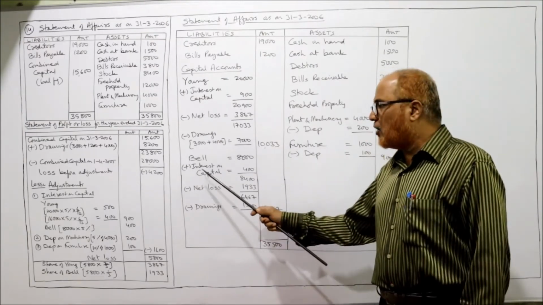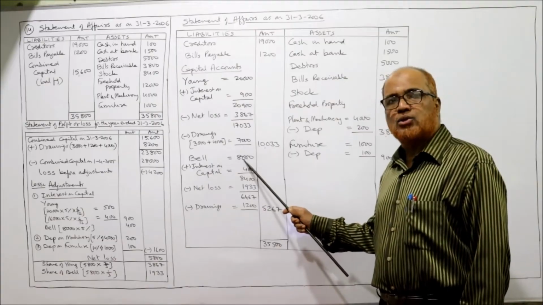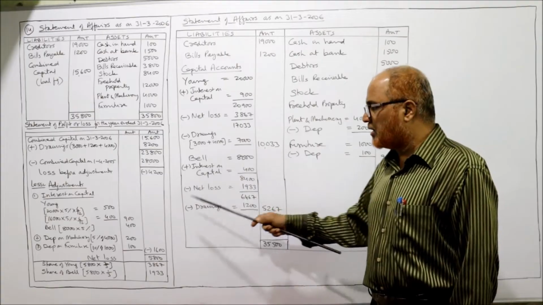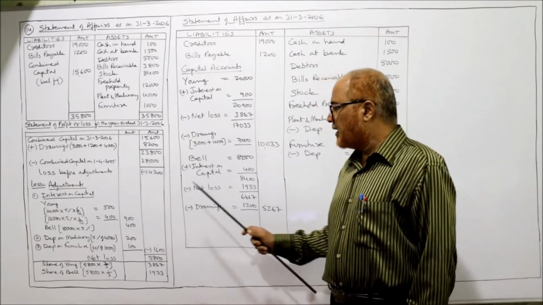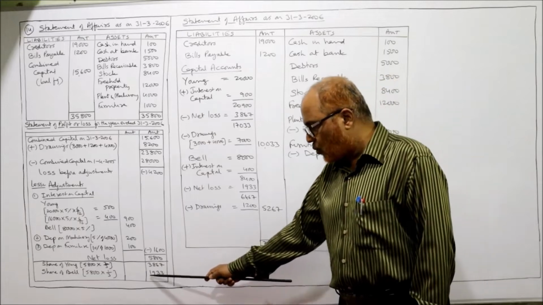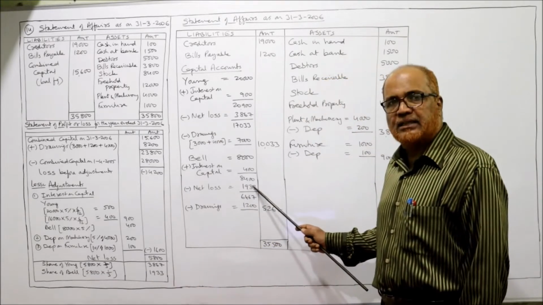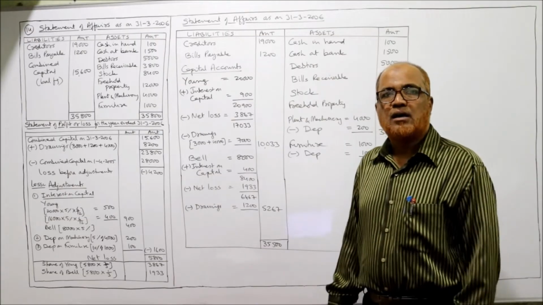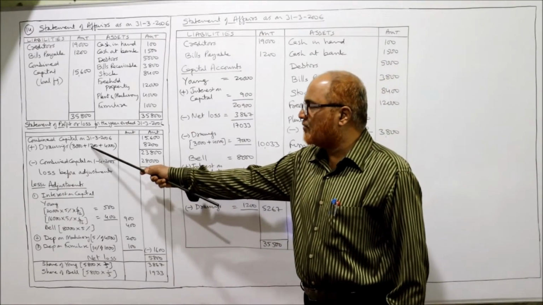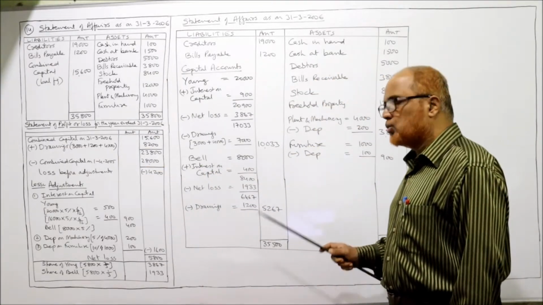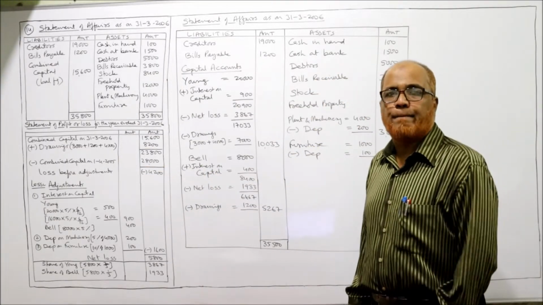Bell. The beginning of the year capital of Bell was 8,000. To this we add interest on capital, 400 rupees, which we have already calculated. Add up, 8,400, minus net loss. What is the share of loss? 1,933. Deduct 1,933, 6,467. From that deduct the drawings. How much drawings has Bell taken? 1,200 rupees. Deduct, 5,267 is the capital of Bell.